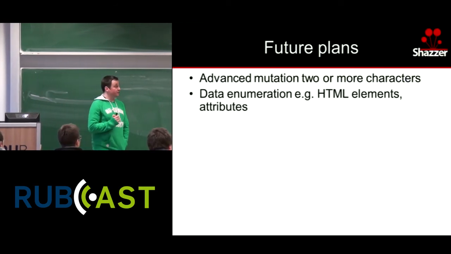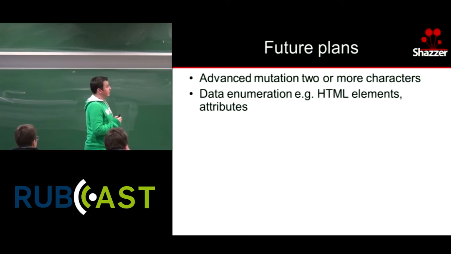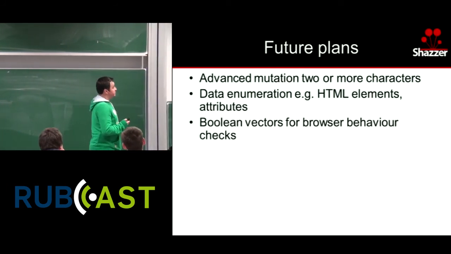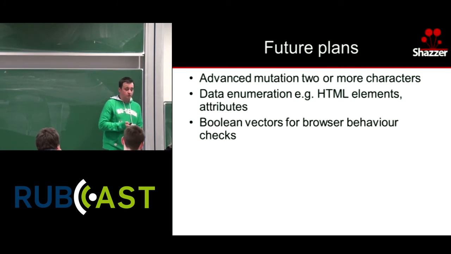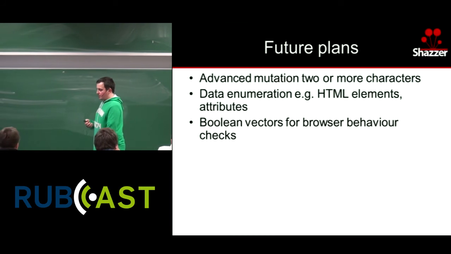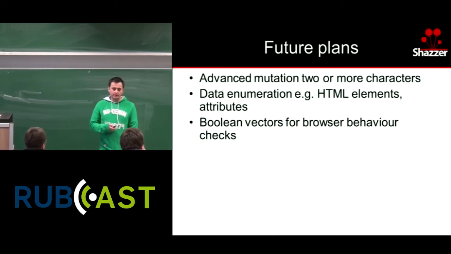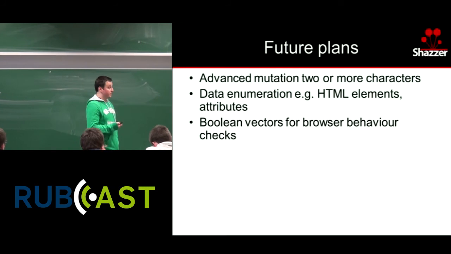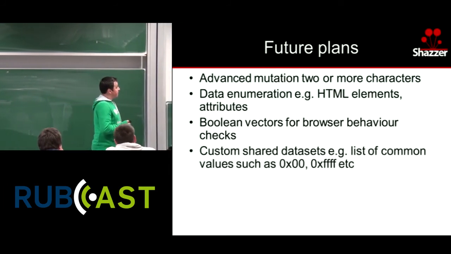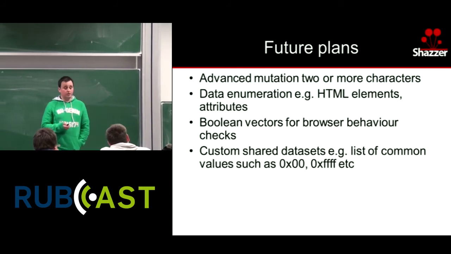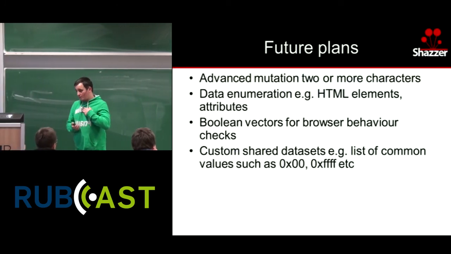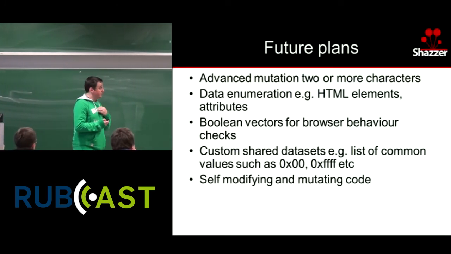We can use data enumeration as well. We can enumerate HTML and attributes. We can use Boolean vectors so we can determine browser behavior. So if there's a question on Twitter that says, can you determine which browser supports what feature, you could solve all those questions. So you can have a common list of values that cause problems, and then share that information with the world.